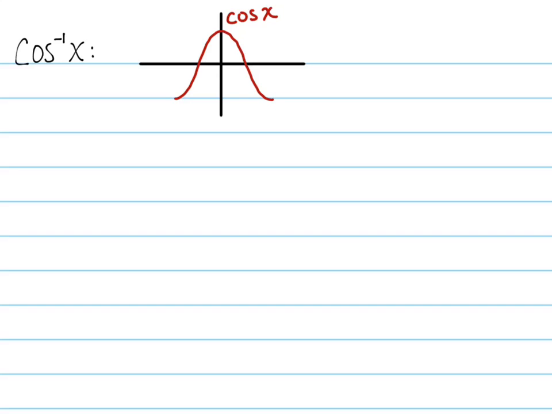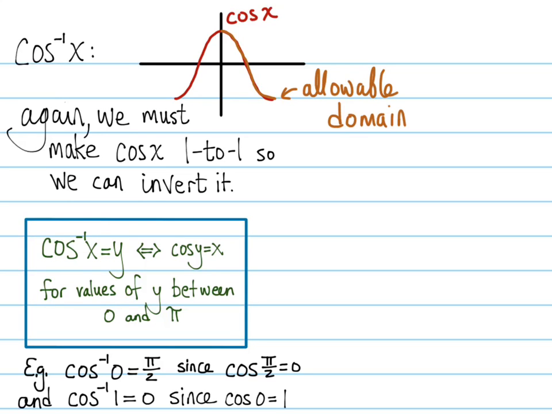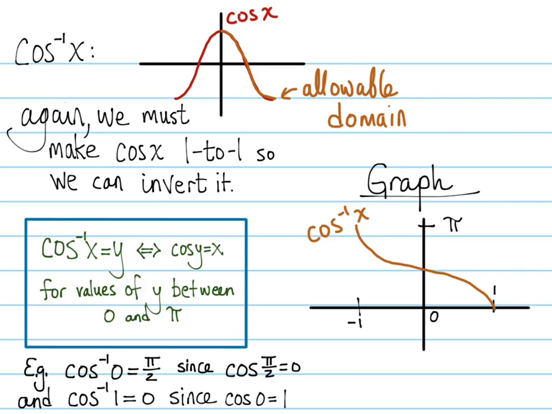Cosine inverse, well, if you graph cosine, you can see that we have a problem. We have to the left and to the right the same values. And so what we do is we restrict ourselves to just values of x between 0 and pi. If we do that, we get all possible values for cosine, and we don't have a function which is not one-to-one. We only have a one-to-one function. And so the definition is cosine inverse of x equals y, if and only if cosine of y equals x, for values of y between 0 and pi. For example, inverse cosine of 0 is pi over 2, since cosine of pi over 2 is 0, and inverse cosine of 1 is 0, since cosine of 0 is 1. And then here's a graph of inverse cosine.